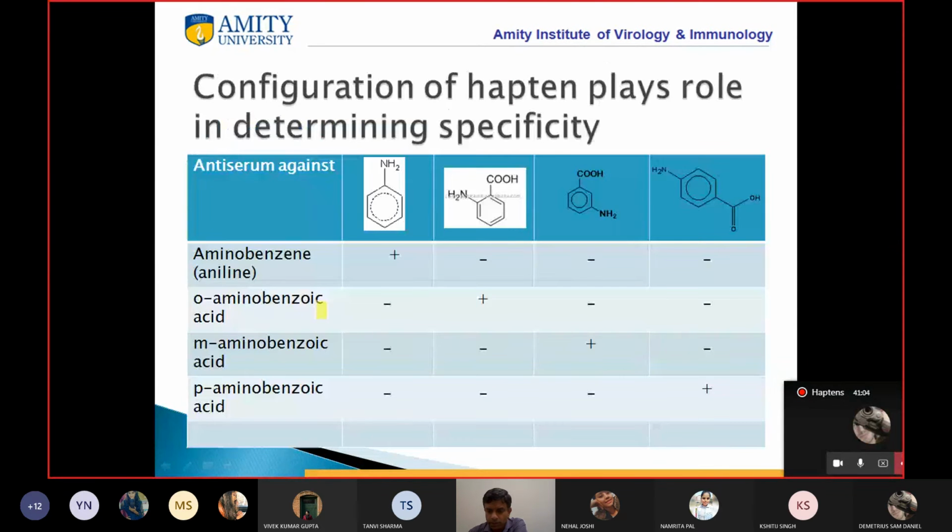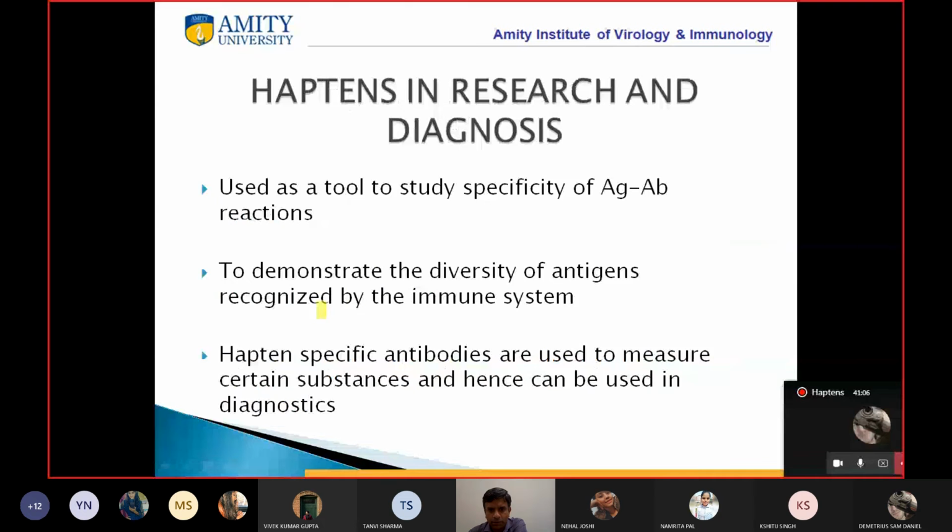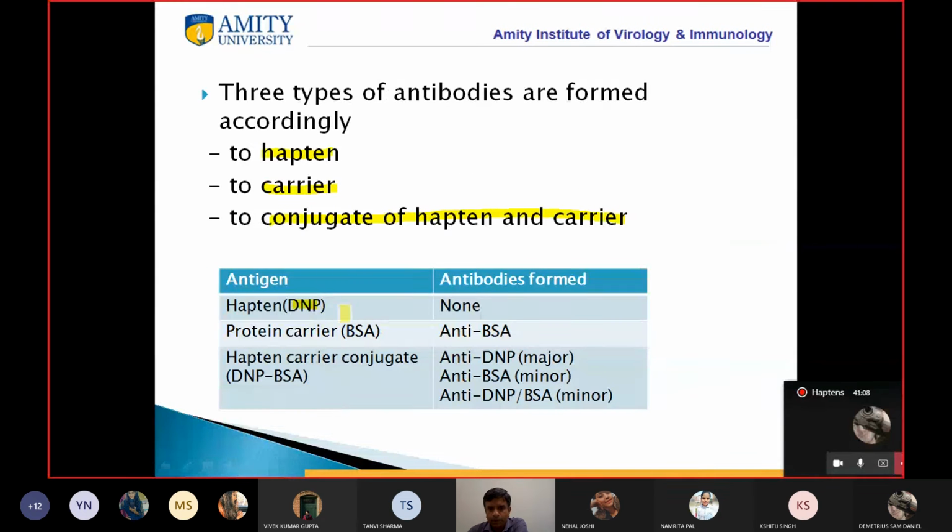Let me see. Yeah, this is dinitrophenol. If you just inject DNP in a mouse, you will not find any antibodies against DNP. Now, if you just add a carrier protein, for example BSA, bovine serum albumin, you will find antibodies against BSA, right?